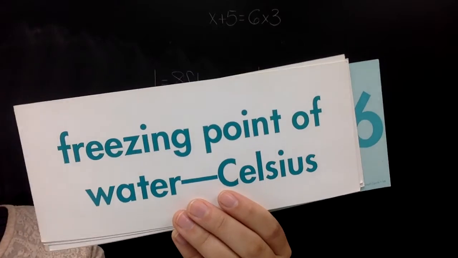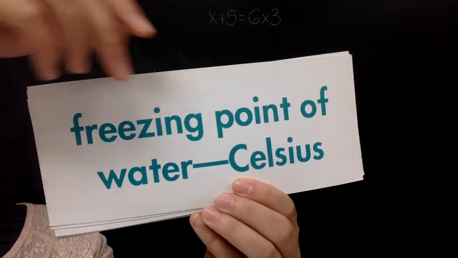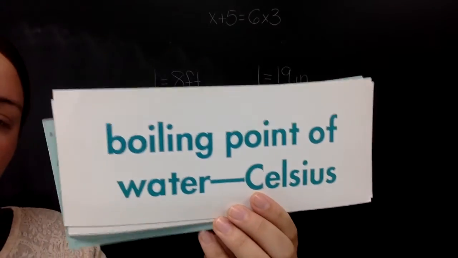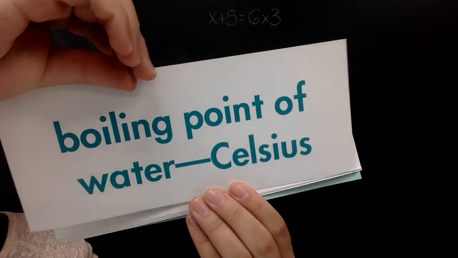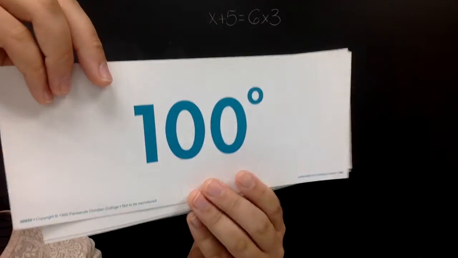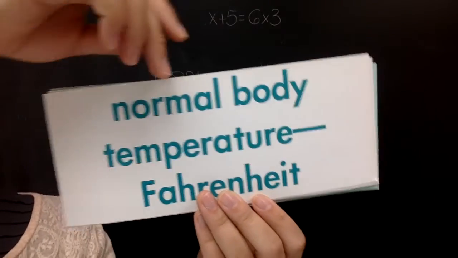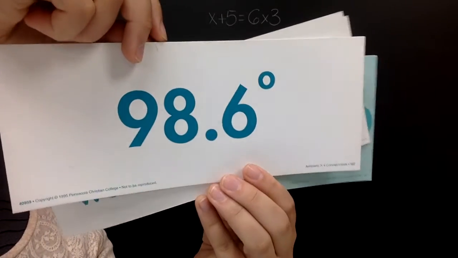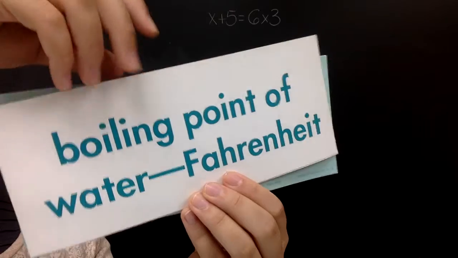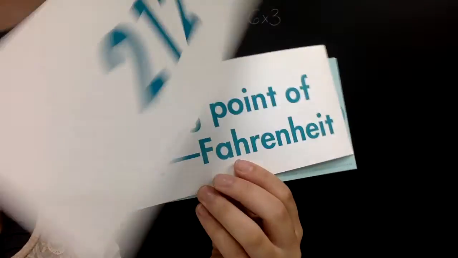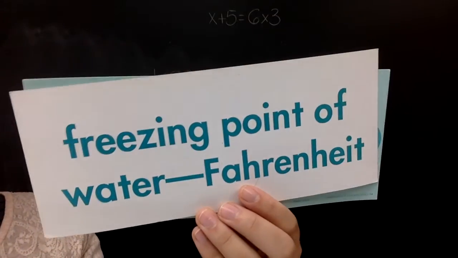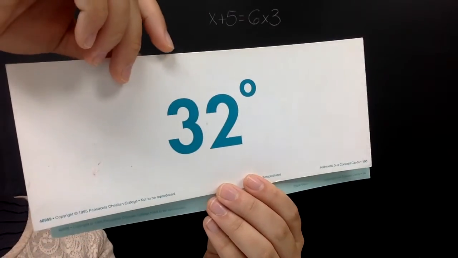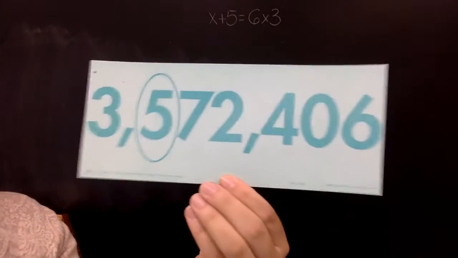37 degrees. Freezing point of water Celsius is 0 degrees. Boiling point of water Celsius is 100 degrees. Normal body temperature Fahrenheit is 98.6 degrees. Boiling point of water Fahrenheit is 212 degrees. Freezing point of water Fahrenheit, 32 degrees.